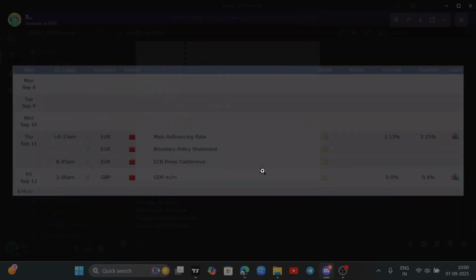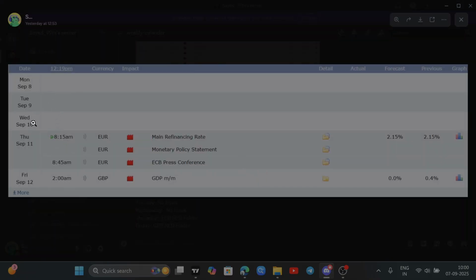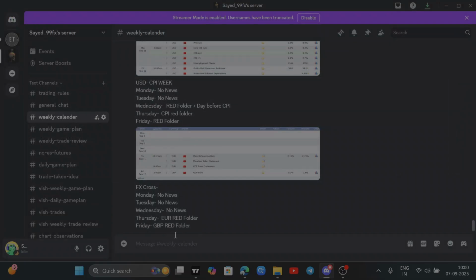And if you look at the cross pairs, we have no news on Monday, Tuesday, and Wednesday, so we will definitely not trade those days. On Thursday and Friday we have Euro and GBP red folder news, so we will only look for opportunities on Euro and GBP pairs, like Euro JPY or GBP JPY. Okay, and let's come to the chart.